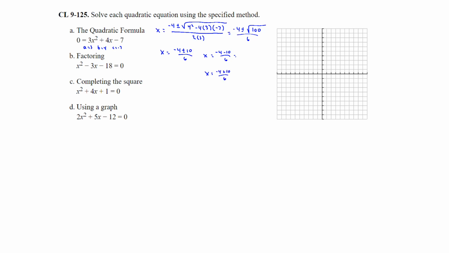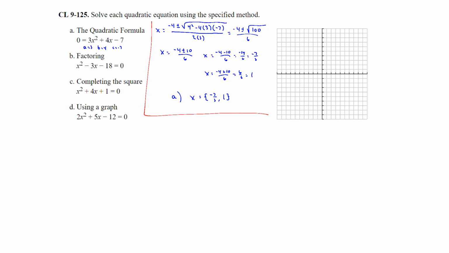So this would be negative 14 over 6, which would be negative 7/3. This would be 6 over 6, which is 1. So the answer for part A is our two values. Our x equals negative 7/3 and 1. So those are the two places the graph crosses the x-axis.